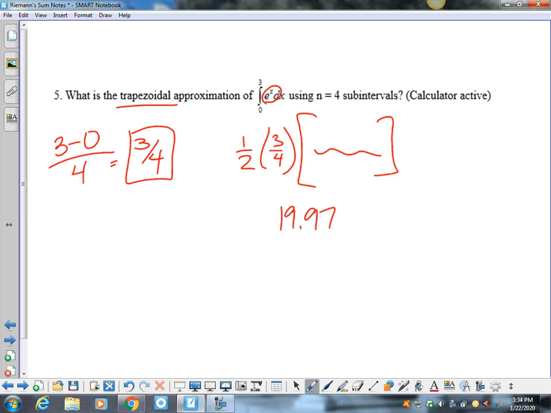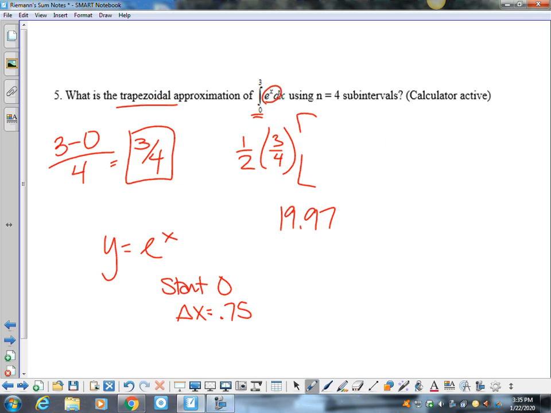So I want you to pause this and go to your calculator, and in your y equals, put an e to the x, and go to your table set and start at 0. And then your delta x needs to be a 0.75 because that's your width of a 3/4. And then remember, when you do this in here, it's base 1 plus base 2 plus base 1 plus base 2 plus base 1 plus base 2.